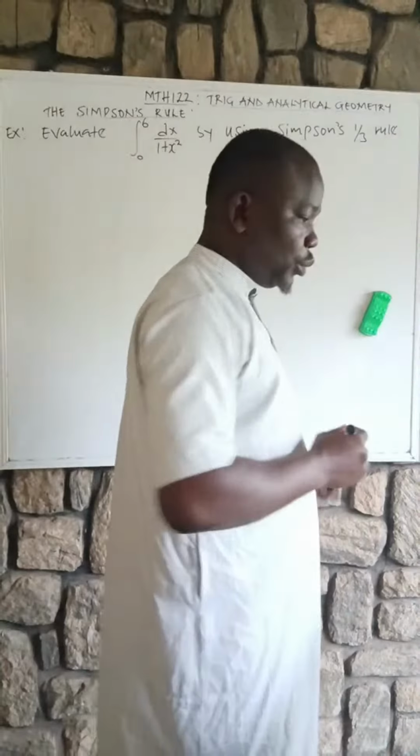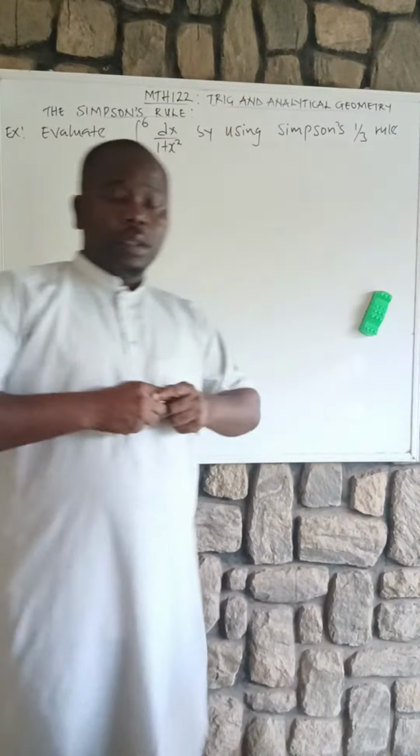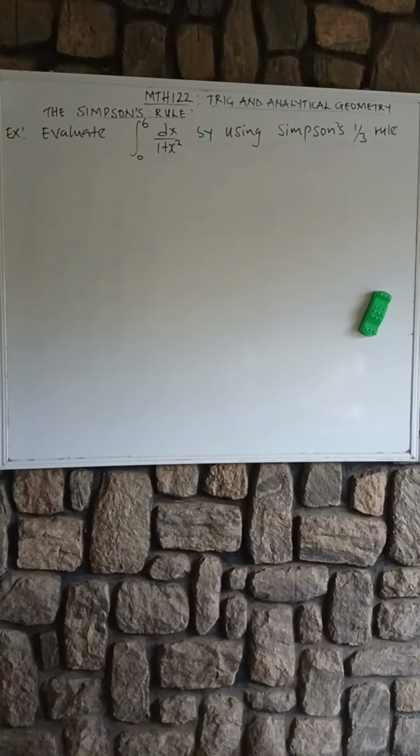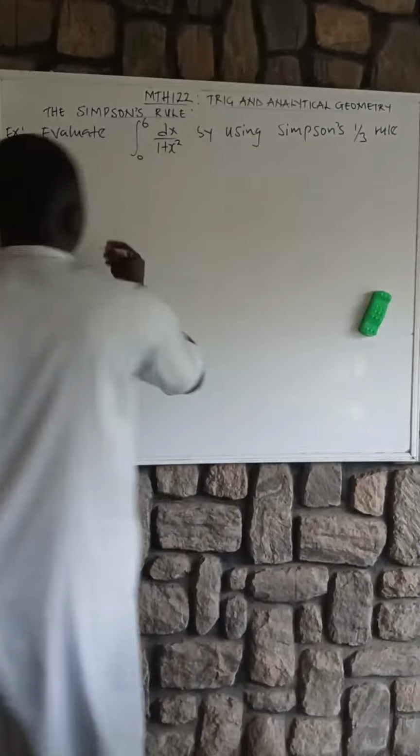By using Simpson's one-third rule, as simple as ABC, we'll look at it together. Is that clear? Let's proceed further and write the solution.